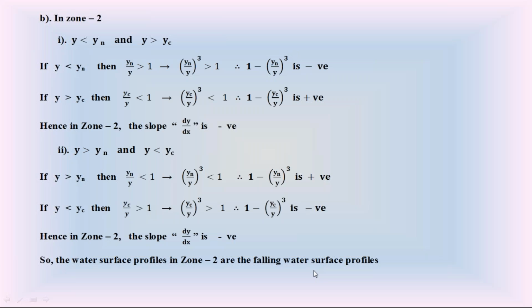Whereas in zone 1, the water surface profile slope is positive. So in zone 1, the water surface profile is a rising water surface profile. But in zone 2, the water surface profile slope dy by dx is negative, so in zone 2, the water surface profile is a falling water surface profile. Now please go through this calculation in zone 2.